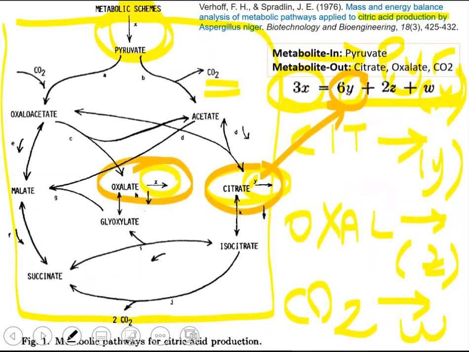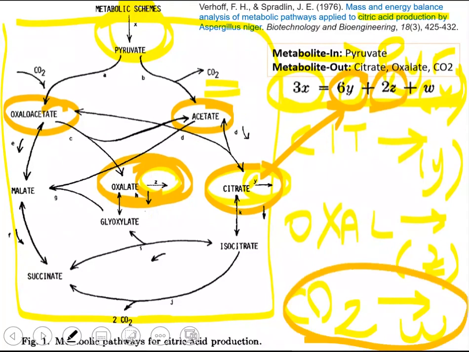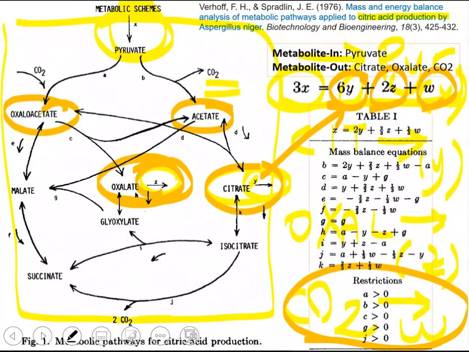Oxaloacetate has 4 carbons. It is divided into 2 products. Acetate has 2 carbons, oxalate has 2 carbons, and Z is the oxalate production rate. So it has 2 carbons, and we see 2Z here. Carbon dioxide has a single carbon, so you see this here. With a similar approach, they write mass balance equations, and they don't use any measured rate to solve for a specific case to predict rates.